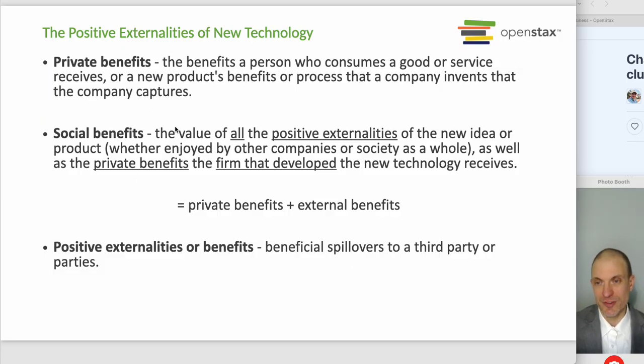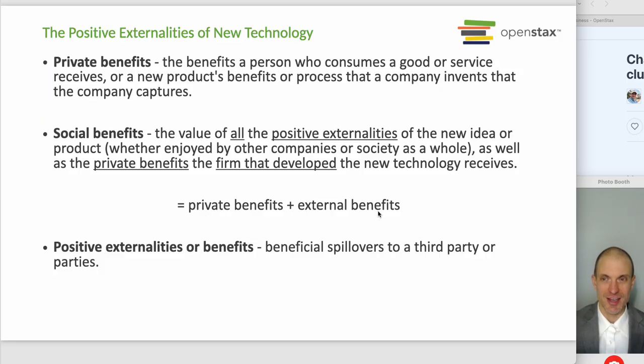So social benefits is the value of all positive externalities of the new idea or product, whether enjoyed by companies or by the society as a whole, as well as private benefits from the firm that developed the new technology. Well, look, yeah, in the context of technology, this is true. This is a good application. I mean, their slide here is just applying positive externalities to new technology, although this is a generic definition, right? Social benefit is always private benefit plus external benefit.